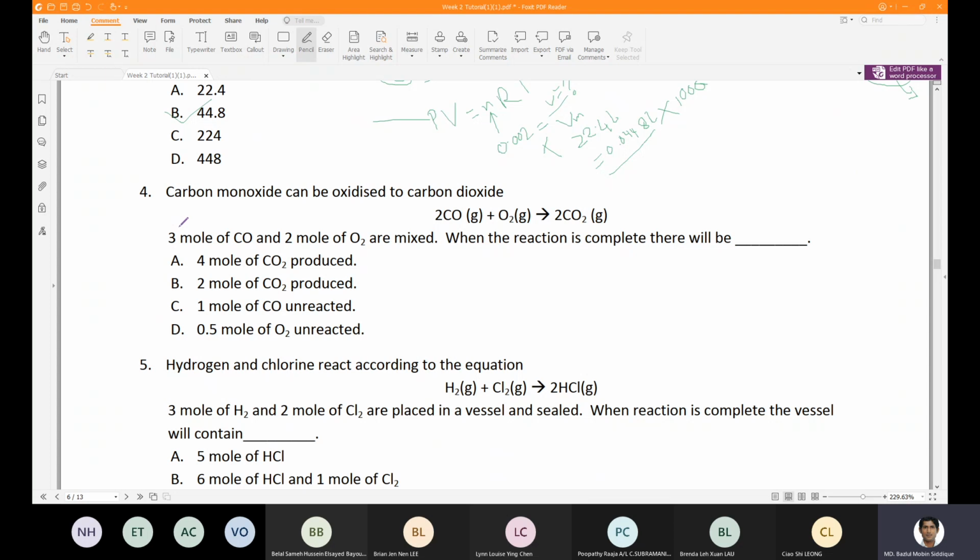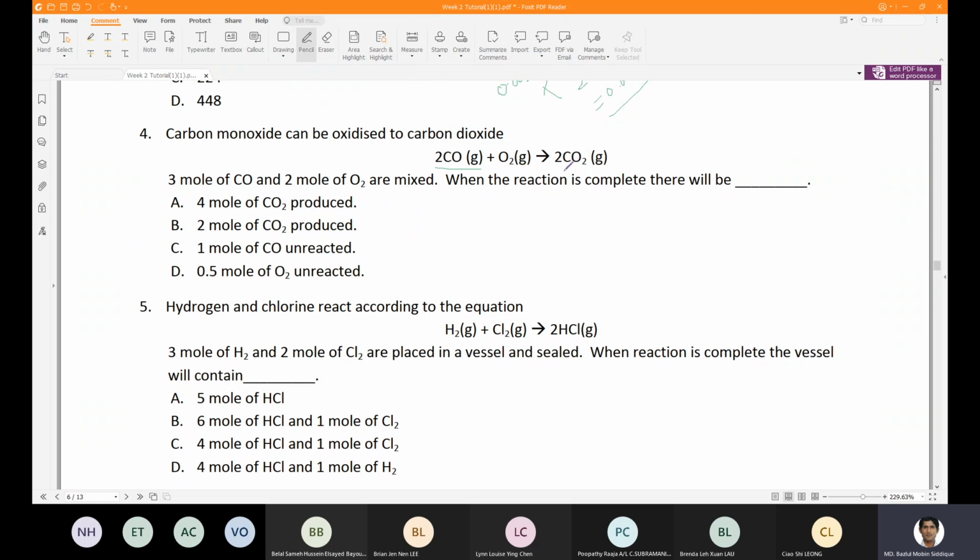Question 4 says carbon monoxide can be oxidized to carbon dioxide. Of course it can. What does oxidation mean? Next week probably we are going to study it. In oxidation, the oxidation number is increasing. Later we'll see what it means. It becomes carbon dioxide, which simply means one oxygen is added, but it is not always by oxygen that something is oxidized. It's about the electrons.